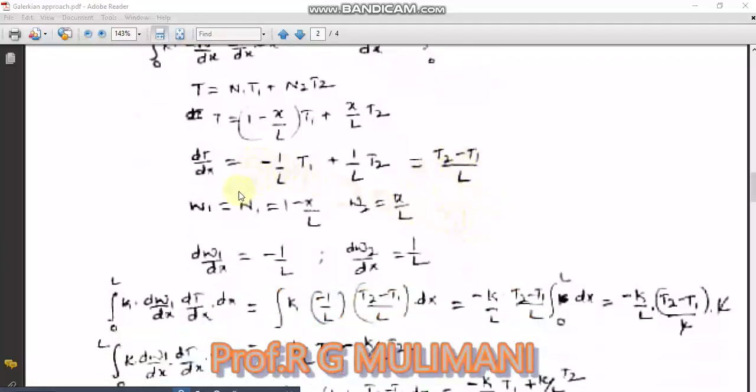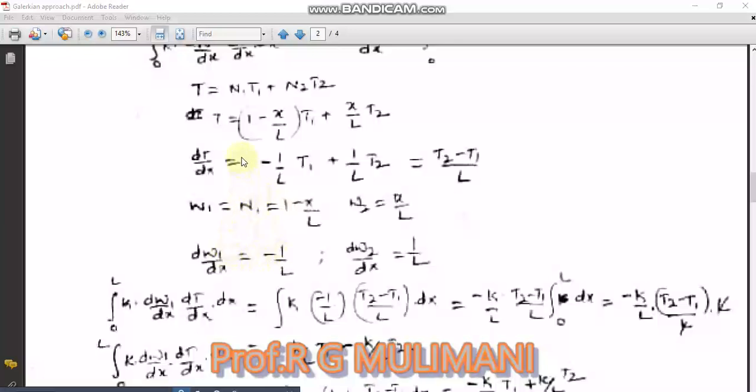So let us consider, we know that N1 and N2 are the weighting functions. We know that N1 is equal to 1 minus x by L, N2 is x by L. So let us consider shape functions are the weighting functions. Weighting functions are the assumed displacement functions. N1 is equal to 1 minus x by L, that is w1. So differentiating this w1 with respect to x, that is minus 1 by L. Similarly, differentiation of w2 with respect to x is 1 by L.